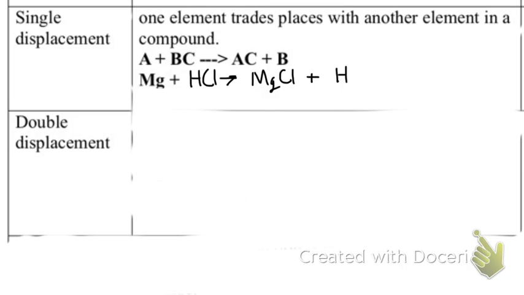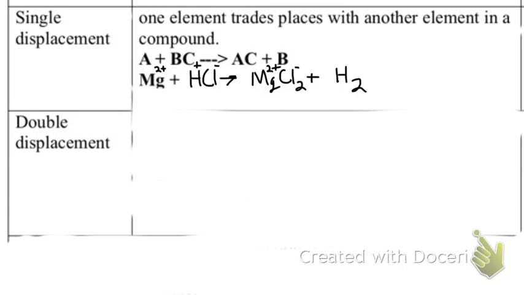Alright, but this is incomplete because if you look at it, magnesium has a 2 plus charge, and hydrogen has a plus charge, and chlorine has a negative charge. So here, our magnesium still has a 2 plus charge, but our chlorine has only a negative 1 charge. So in order to balance the charges, we actually need 2 chlorines. And then if you look at our hydrogen, hydrogen is one of the naturally occurring diatomic elements, so we actually need 2 hydrogens in order for this reaction to take place.